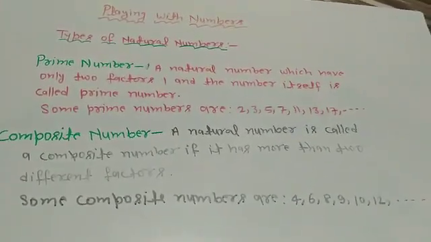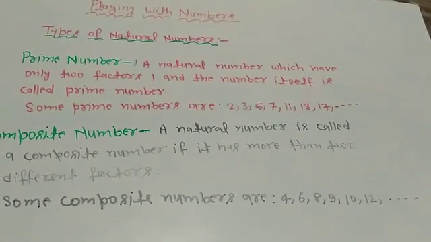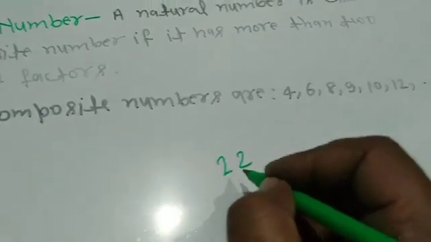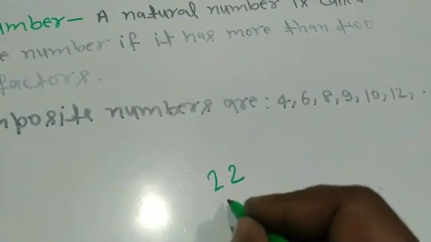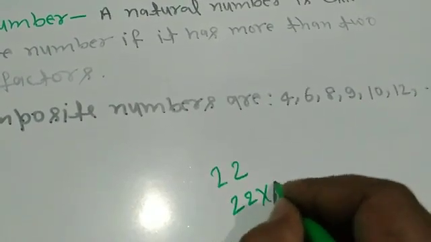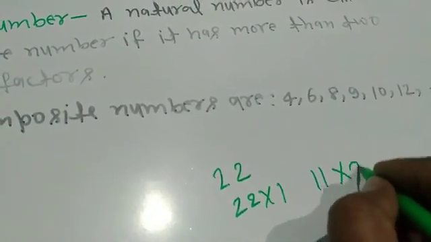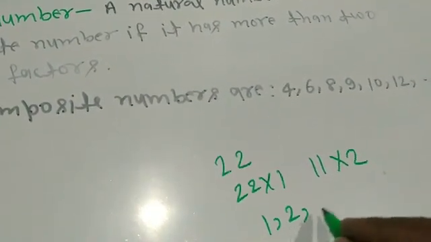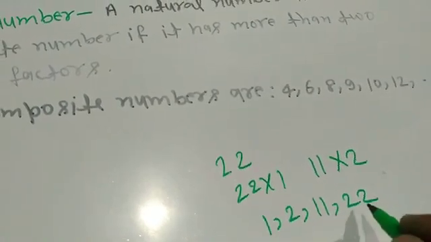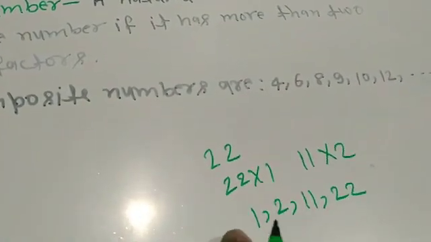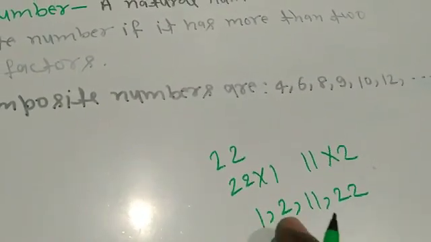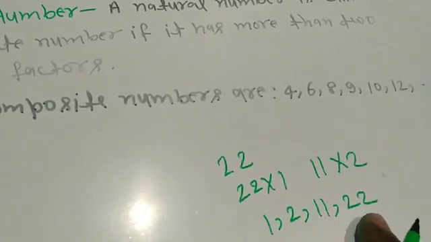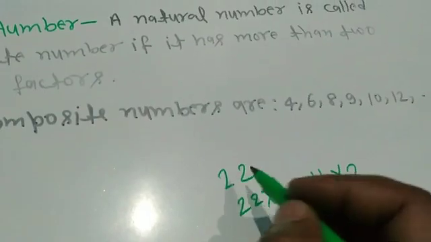So you can see here, suppose we take the number 22. The factors of 22 are 22 into 1, 11 into 2. So the factors of 22 are 1, 2, 11, and 22 itself. You can see here more than two different factors. Here 22 has 4 factors. So 22 is a composite number.